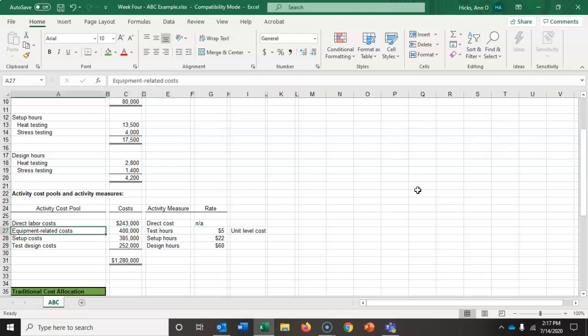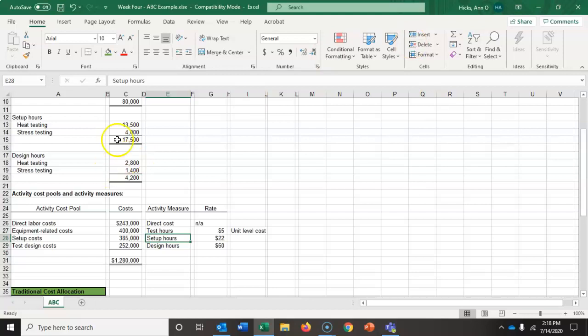Now, we also said included in the $1,280,000 is $385,000 of setup costs. These costs are incurred in the process of setting up the tests. And we determined, you know what, we can actually identify the number of hours that are spent setting up for each of the tests. So that should be the allocation base or the measure of the activity, not test hours. It's not the number of hours that we spent testing that drive the setup cost. It's the number of hours we spend setting up.